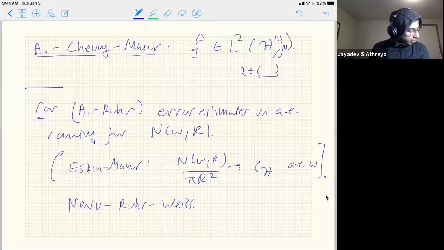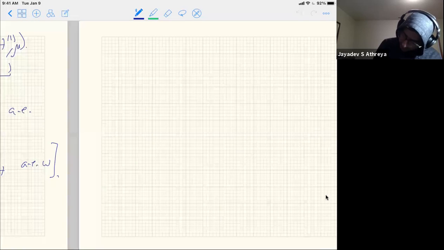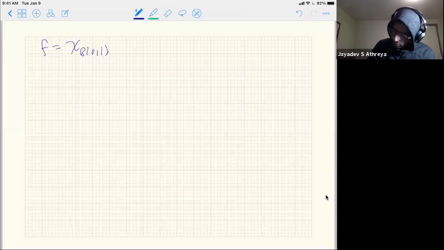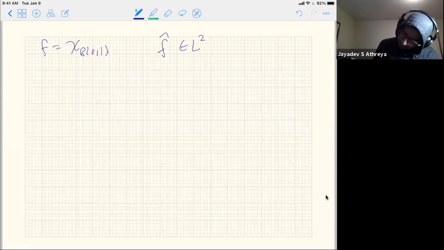Again, the probabilists in the room are nodding along because, oh yeah, of course, you have some L2 estimate, you can get estimates on the error terms in these kinds of counts. Okay, a very, very brief remark on the proof. The proof really just relies on the following thing. We start with f to be, let's say, the indicator function of the ball of radius 1. We prove that it is in L2.